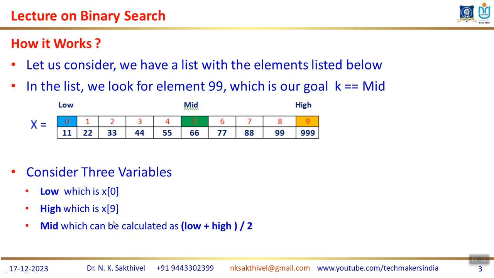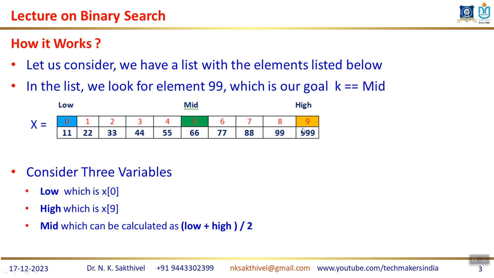After that, it calculates one mid value. Mid is equal to (low plus high) by 2. Sometimes we can use floor division also. You know very well, floor division does not consider the fraction. For example, 5 by 2 is 2.5, but floor division will take 2 only instead of 2.5. So here we can use floor division also.